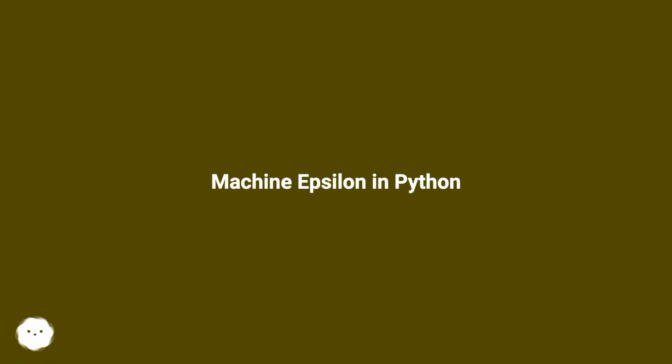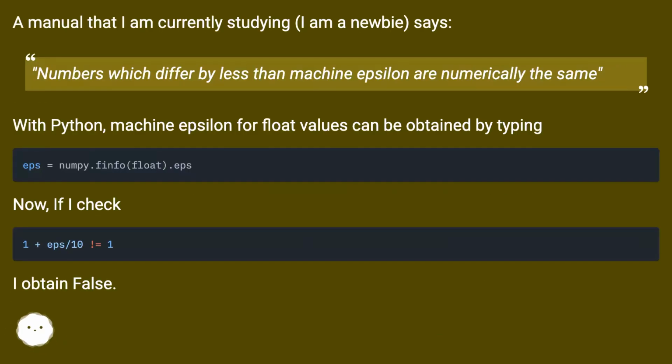Machine Epsilon in Python. A manual that I am currently studying, I am a newbie, says, numbers which differ by less than machine epsilon are numerically the same.